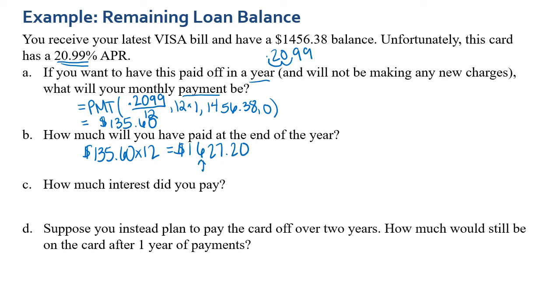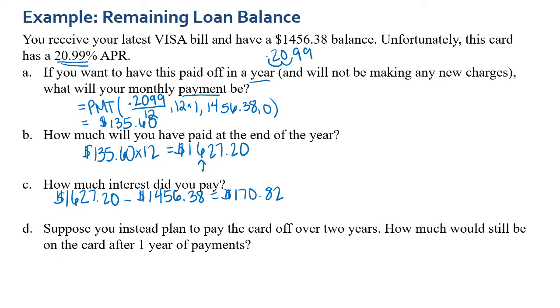So to figure out how much interest we paid, we'll take that total amount that we paid, which is $1,627.20, and we'll subtract what the actual balance was, $1,456.38. When I do that, that leaves me with $170.82. So I paid an extra $170.82 to float that balance for a year.